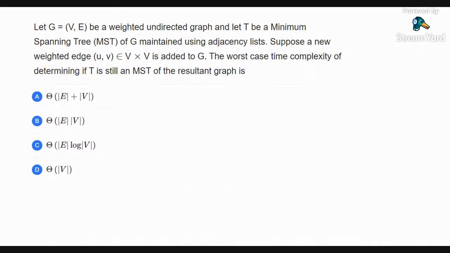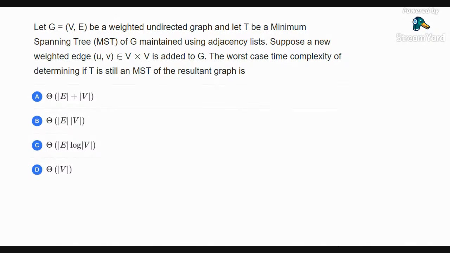The next question is, let G(V, E) be a weighted undirected graph and T be a minimum spanning tree of G, maintaining the adjacency list. Suppose a new weighted edge (U, V) is added to G. The worst case time complexity of determining if T is still a minimum cost spanning tree of the resultant graph or not. So ultimately, you are given a graph, you are also given a minimum cost spanning tree, that is your T, and you are adding one edge between the vertices U and V.